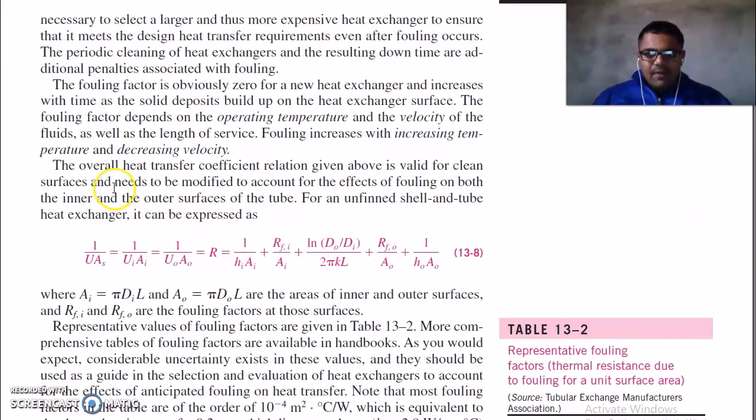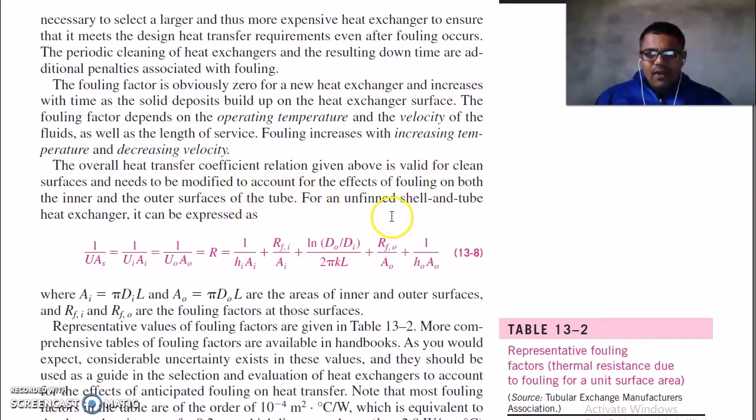Now in the previous part we had found out the overall heat transfer coefficient without fouling, but as your heat exchanger becomes old, the fouling factor will come into play. Fouling factor increases with increasing temperature and decreasing velocity. So that effect we have to include in the overall heat transfer coefficient.